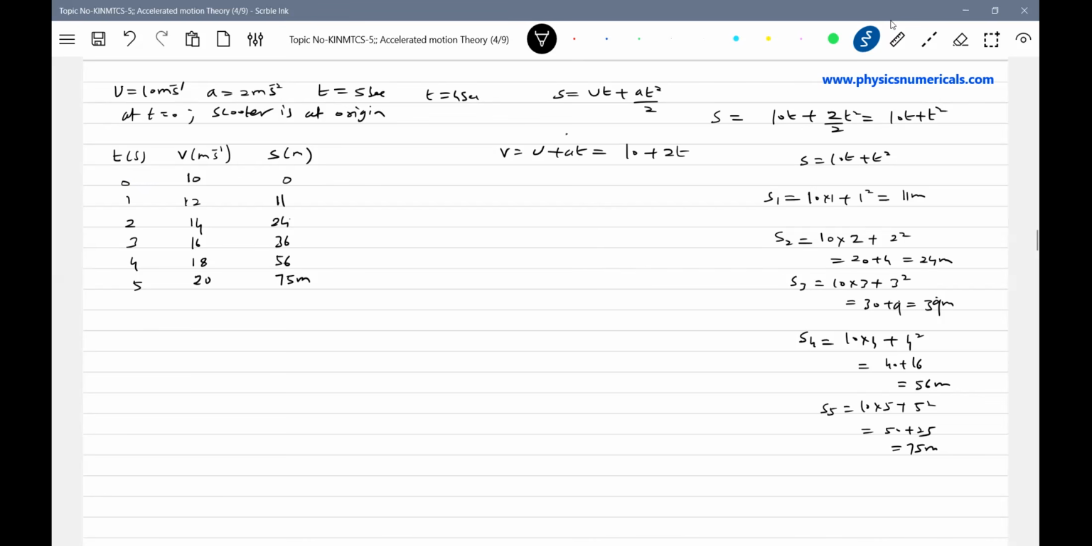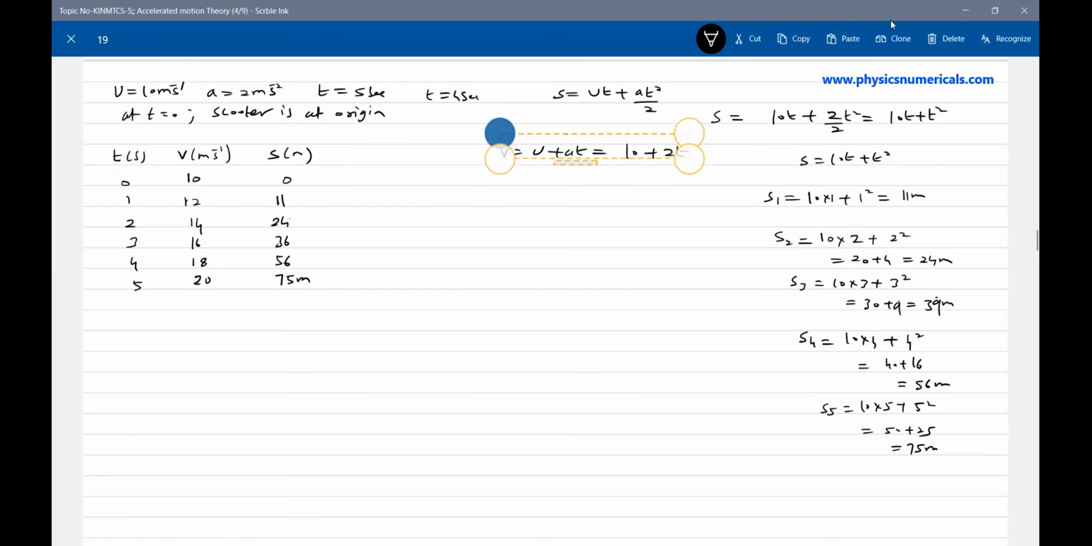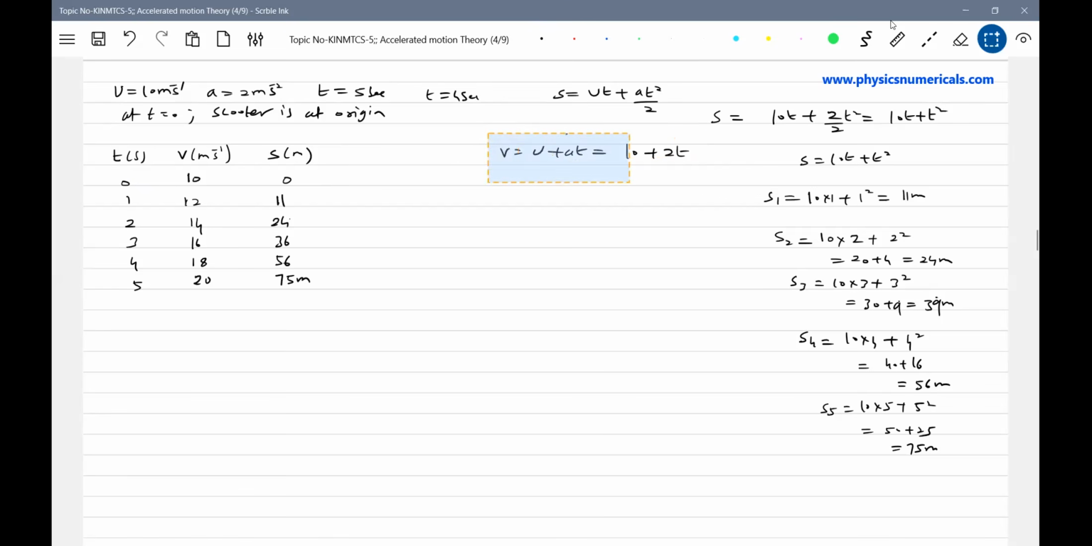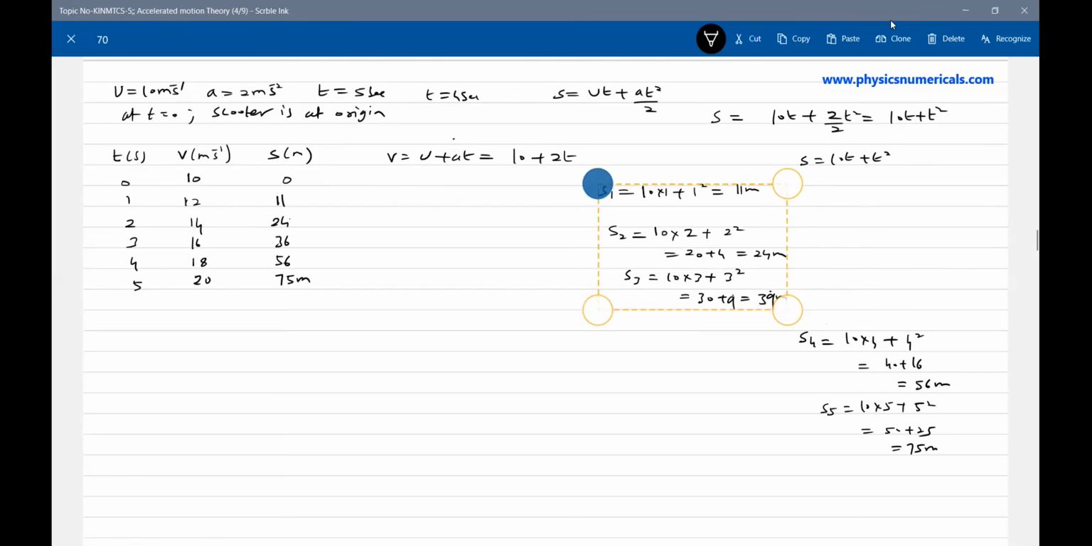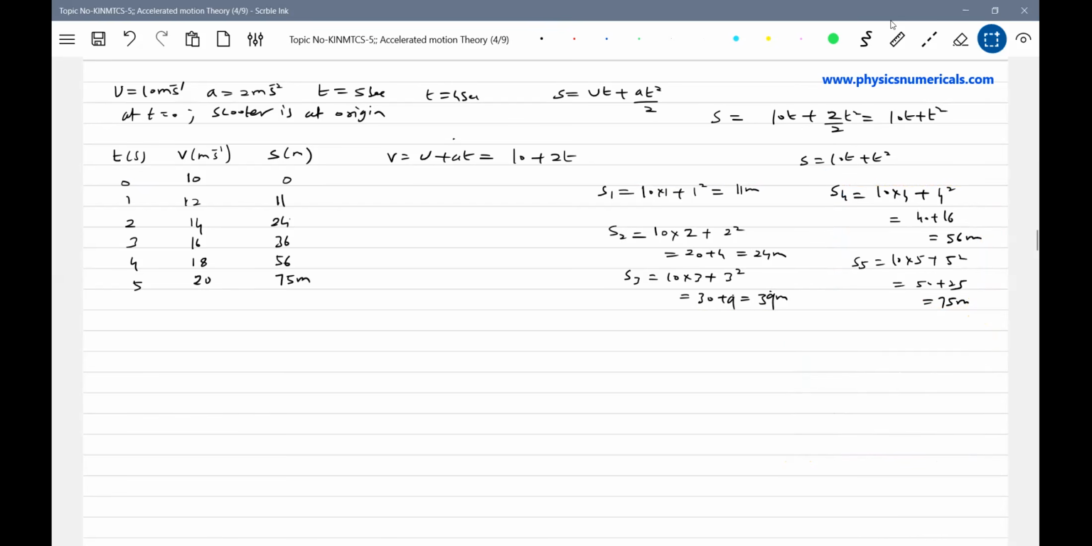What is the meaning of all this? Because I just wanted to give the idea of the distance covered in nth second. The distance covered in nth second, what that means has to be clearly explained. So therefore, I'm gathering the data at various instants of time. Okay, let's take help of the diagram. Now I think you clearly understand what I actually wanted to explain.